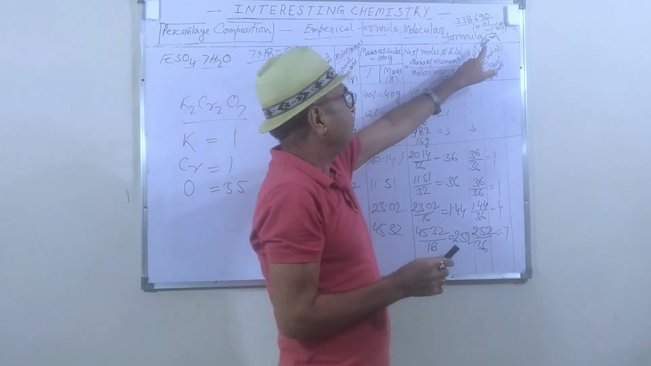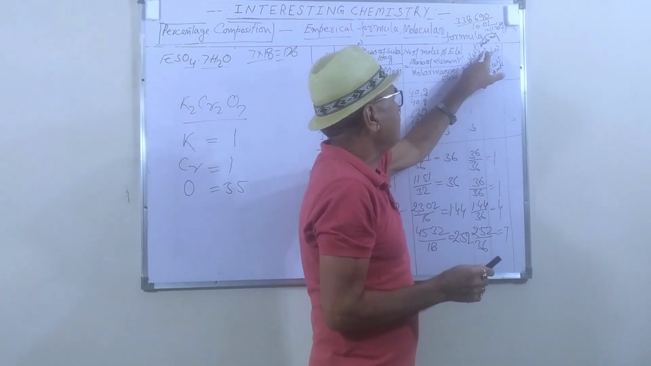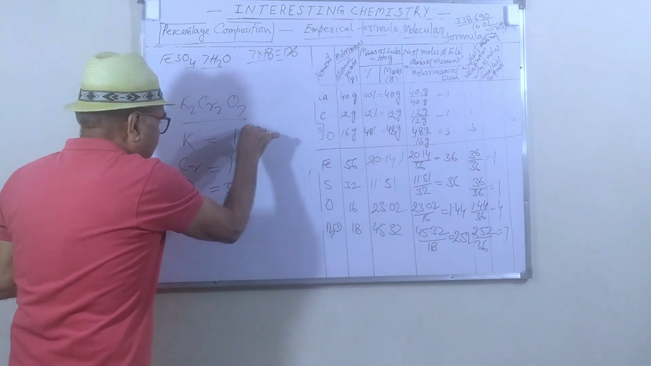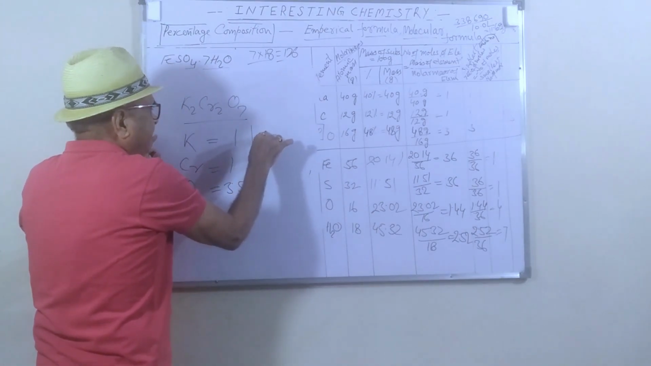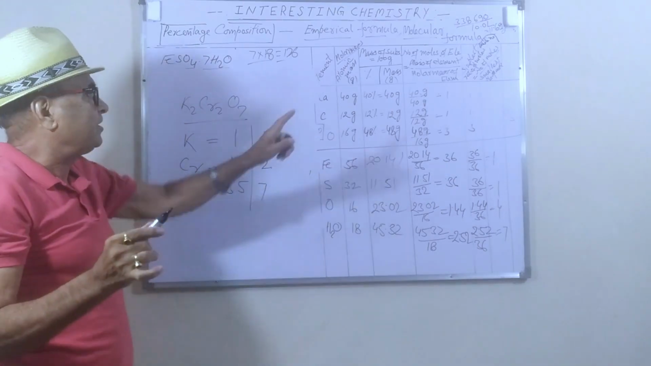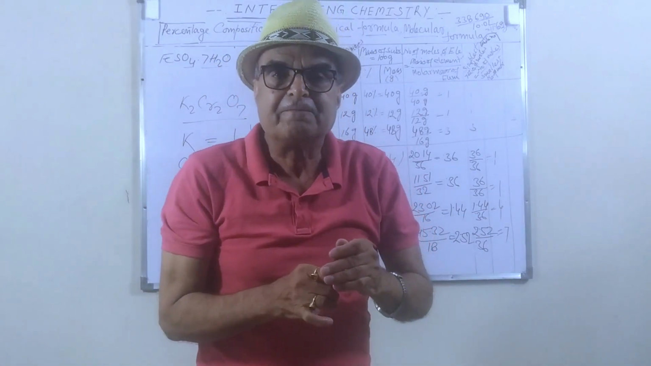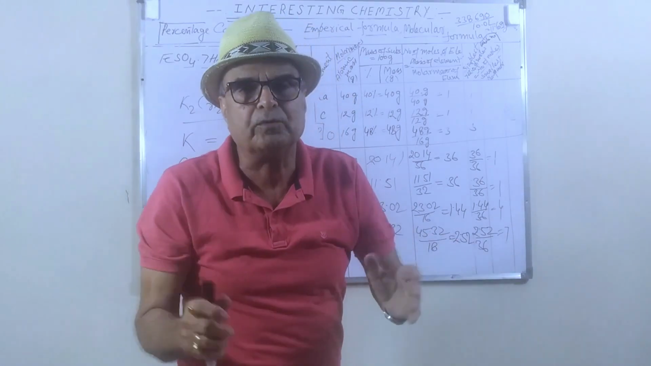Then you have to write here the simplest whole number ratio of moles. Whole number means you have to multiply again to make the whole number: 2, 2, and 7. This is the meaning of whole number. So this is the definition of empirical formula.